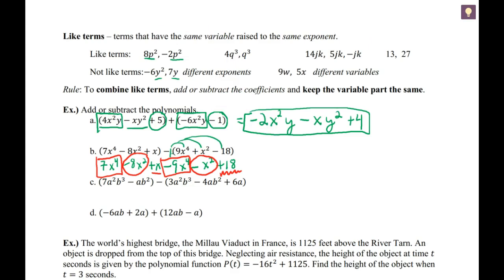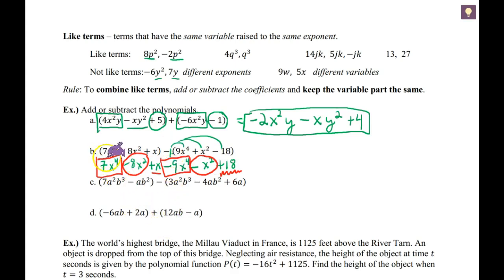And I just like to use little boxes and circles and lines and squiggles and triangles so I can visually distinguish my like terms. So the box gets added to the box and the circle gets added to the circle. You don't have to do it that way. You could also rearrange them to put the x to the fourths next to each other, or you could just leave it as is, as long as you can identify the like terms that need to be added.